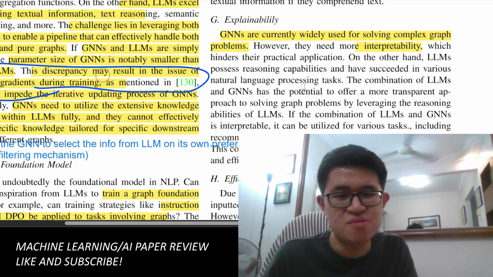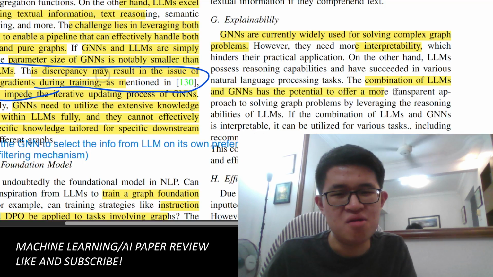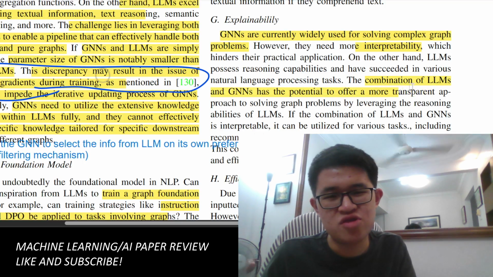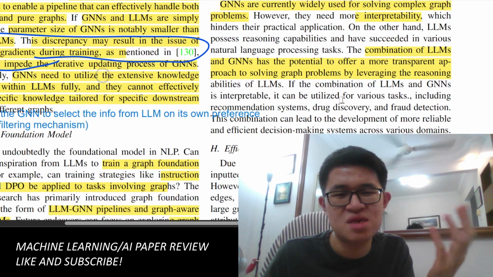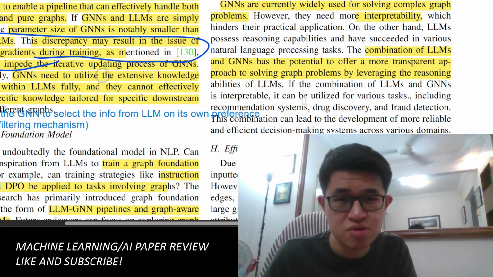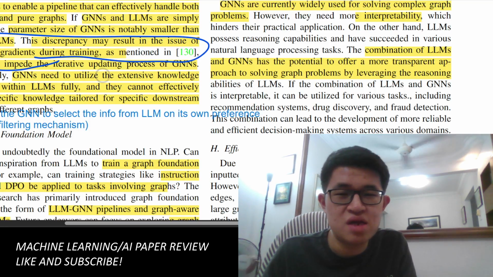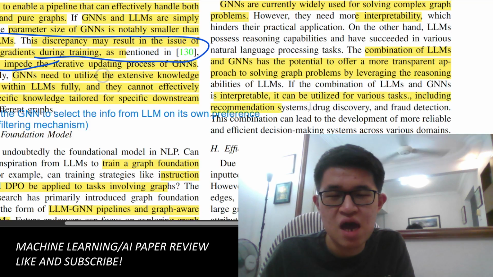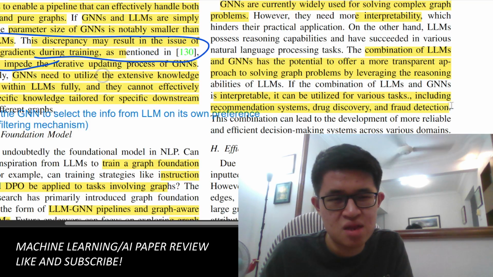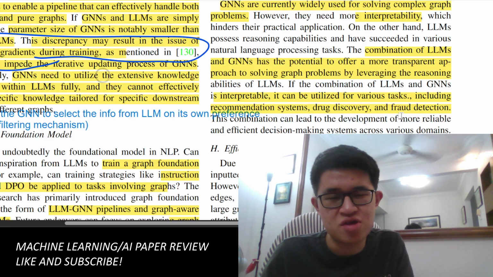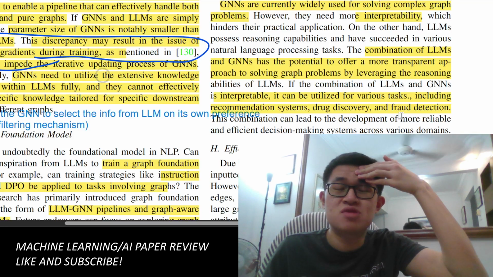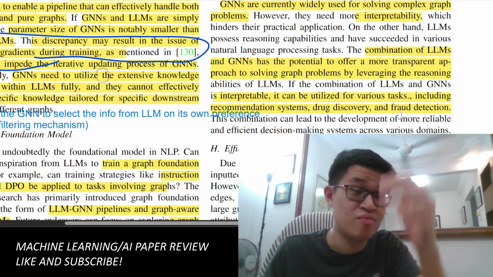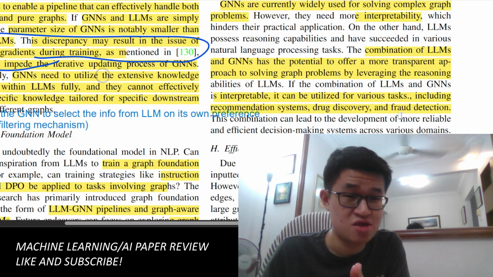Right, interpretable, and then say that, oh yeah, if we use LLMs and GNNs, that can be more interpretable because of the reasoning capabilities, right? And if it's more interpretable, then we know exactly how it works for things like recommendation systems, drug design, and fraud detection. So essentially, with the model being more interpretable, you get to know how it makes those decisions, right?